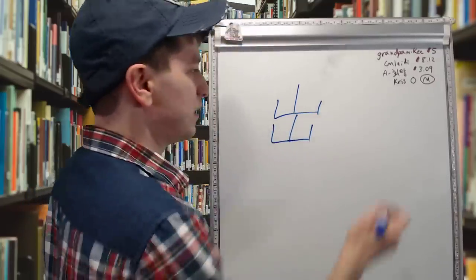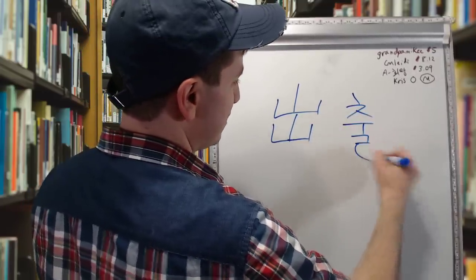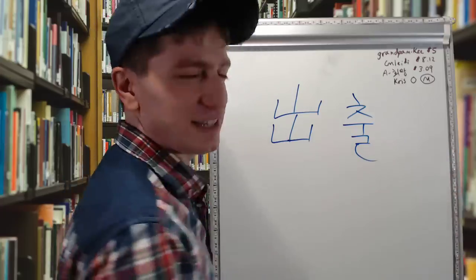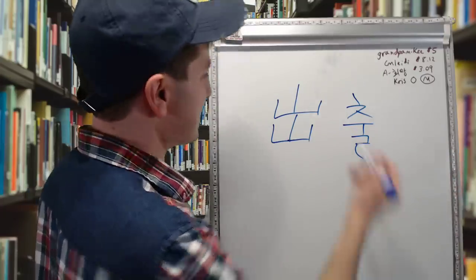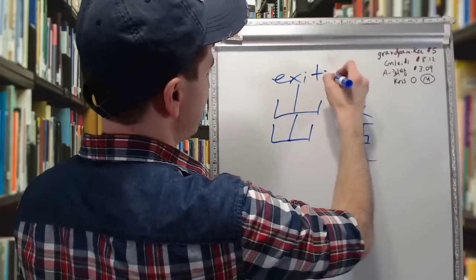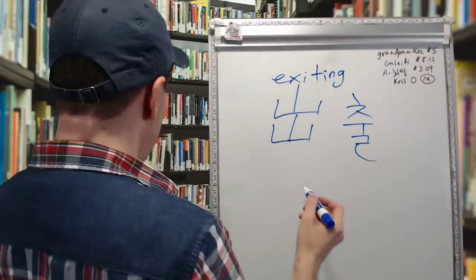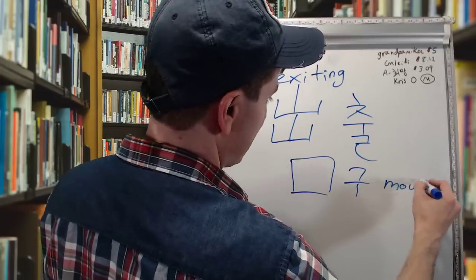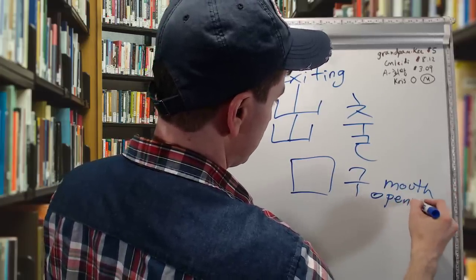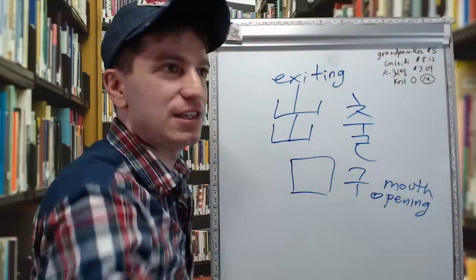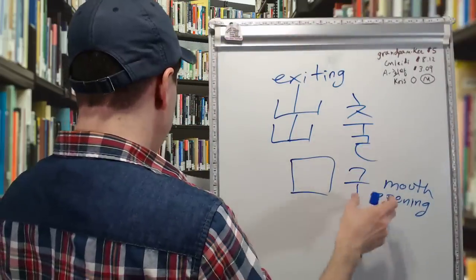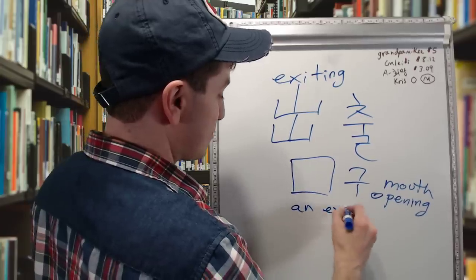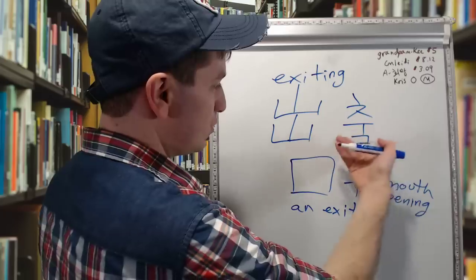Okay, this one is 출. You know the word 출발, to leave? 출발 is a regular word that just means to leave. 출 by itself is a character that means exiting, so an exit, exiting something. Well, there's another useful character, 구. 구 just means a mouth or an opening of something, like an opening in the doorway. 출구 is the regular word for an exit. So if you're looking for the exit, 출구.